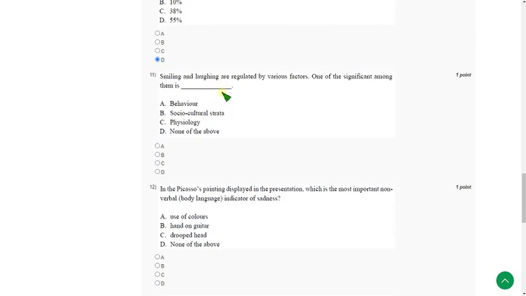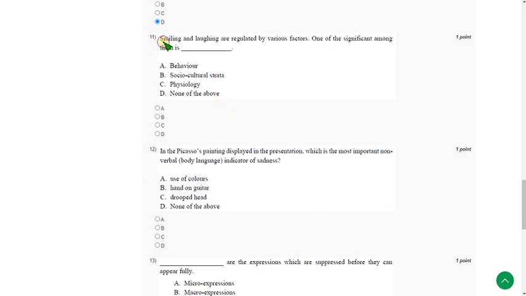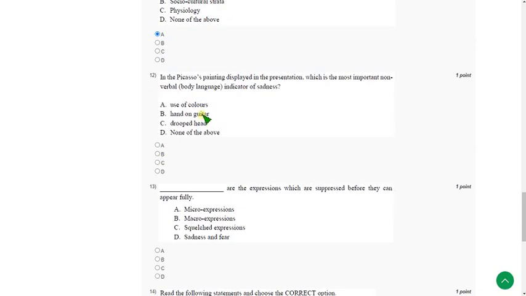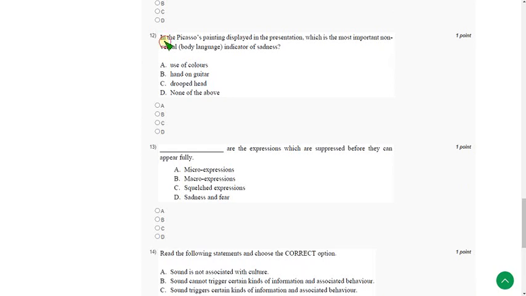Moving on to the 11th one, smiling and laughing are regulated by various factors. One of the significant among them is. So the probable answer for the 11th one is option A, behavior. So mark option A. And for the 12th one, in the Picasso's painting displayed in the presentation, which is the most important non-verbal indicator of sadness? So the answer is option C, drooped head. So mark option C.